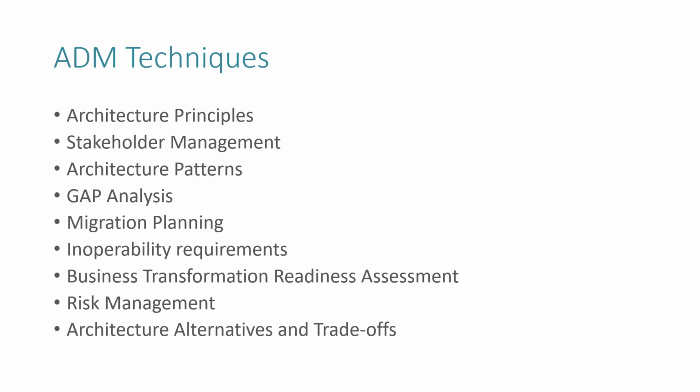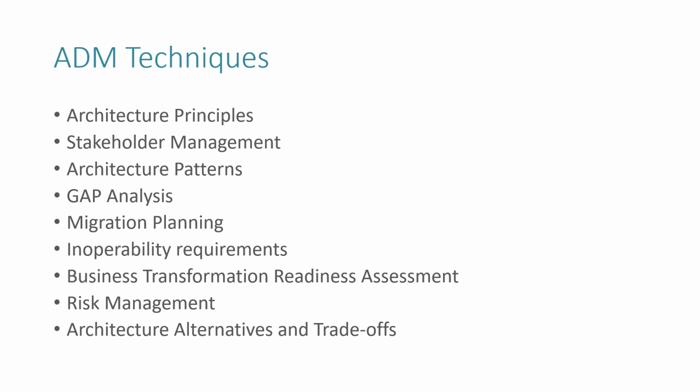TOGAF provides some guidelines or guidance that can be used in ADM phases or stages. These are process approaches and they are called techniques. Like TOGAF provides a technique called gap analysis, and we can use this technique in phases B, C, and D, or in E and F when we are analyzing the gap between the baseline and target.